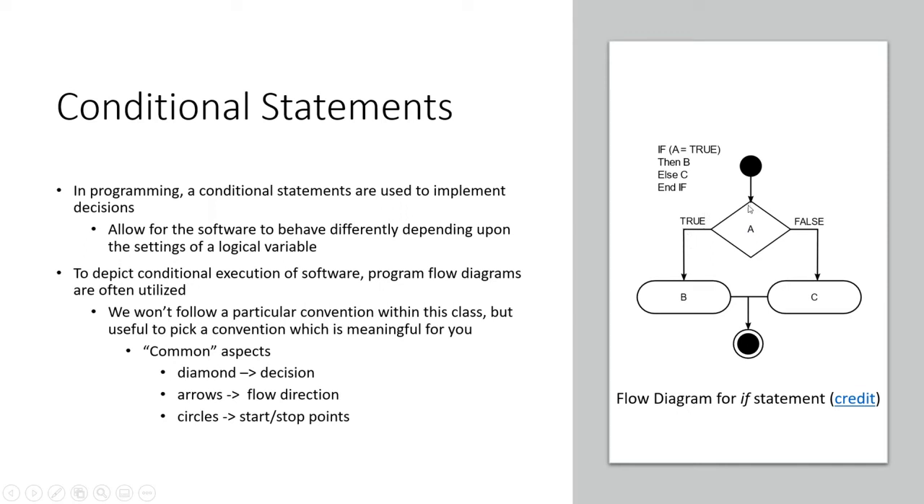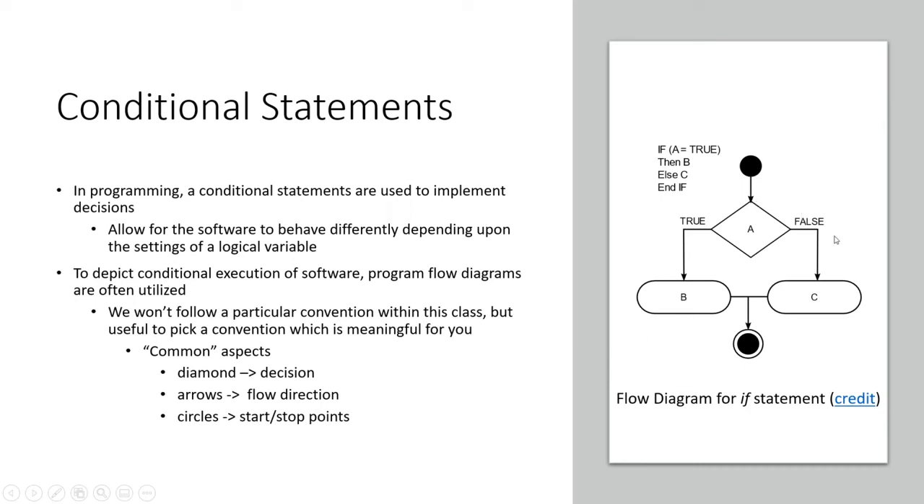So notice that after this branching decision node A, if the outcome of that logical variable or decision is true, you will execute code block B. If it's false, you will execute code block C. And in general, these black dots are used to indicate either the start or stop point, and you can tell which one is which depending upon the direction of the arrows of the little code block.